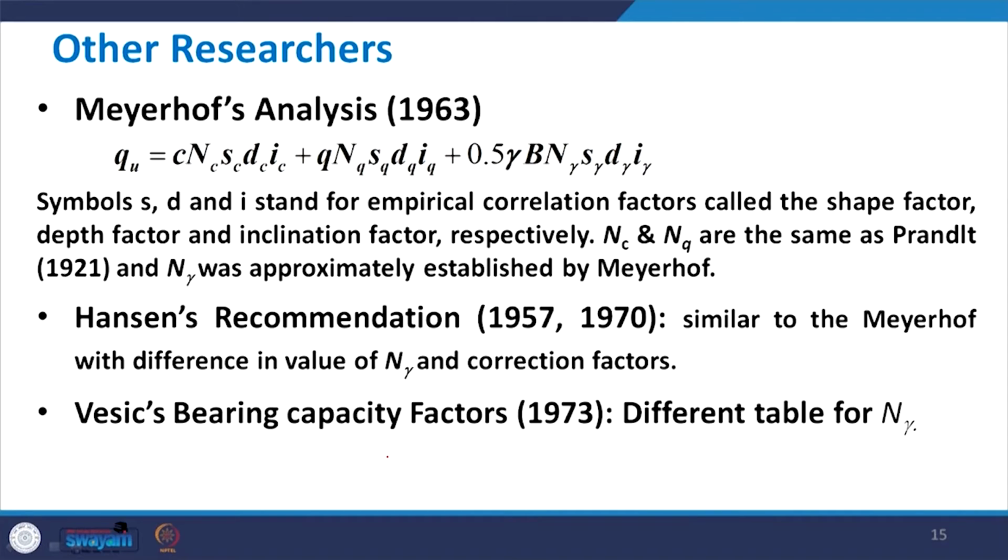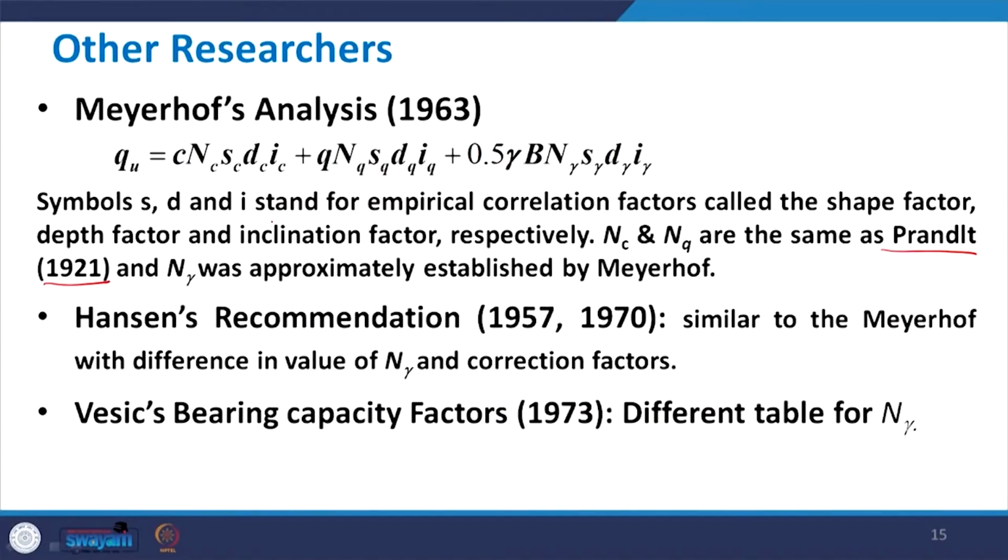Meyerhof's analysis, Meyerhof also did the work. Meyerhof has suggested more corrections on the ultimate bearing capacity. Now, your equation for the bearing capacity is more complex compared to what we have seen in Terzaghi. So, Nc, Nq, N gamma are the factors which were coming earlier also, and they are dimensionless bearing capacity factors. If you use Meyerhof's theory, then these factors are given by Prandtl, 1921, okay, and N gamma was approximately established by Meyerhof himself. Here in this equation, sc, sq, s gamma, that means S subscript, S is related to shape factor, while d is related to depth factor and i stands for inclination factors. So, the values of these shape factor, depth factor and inclination factor have been proposed by Meyerhof.